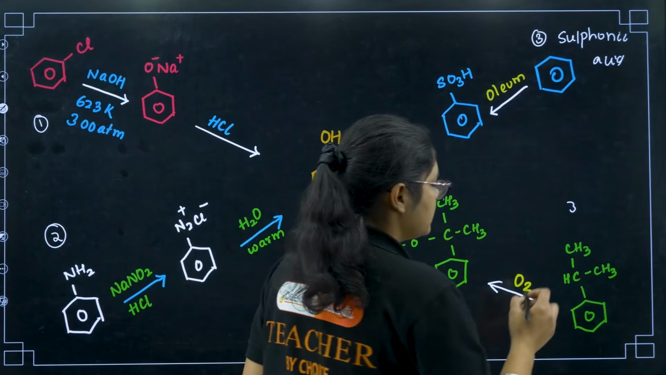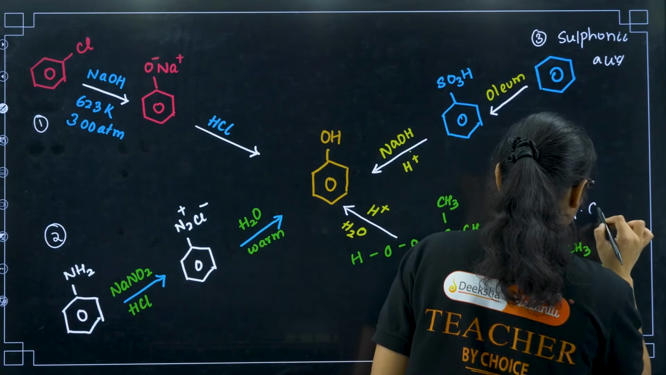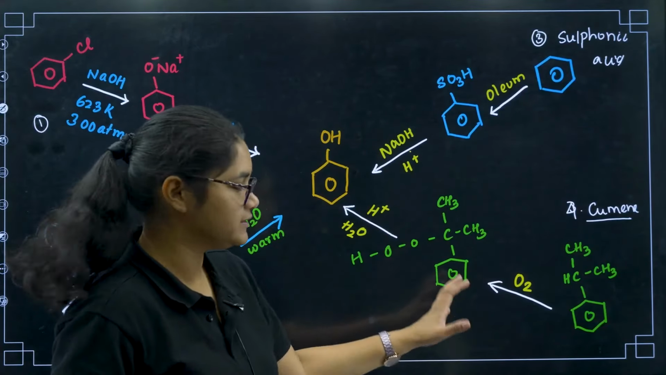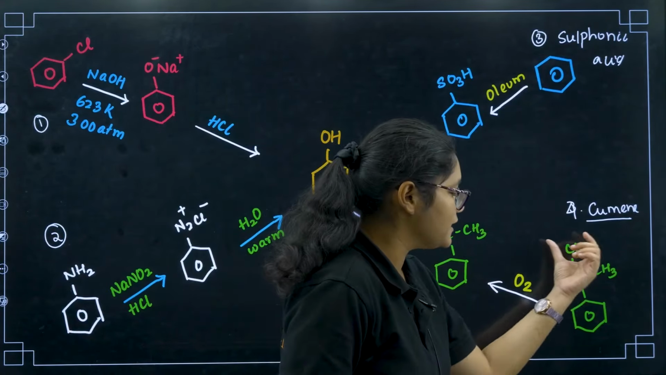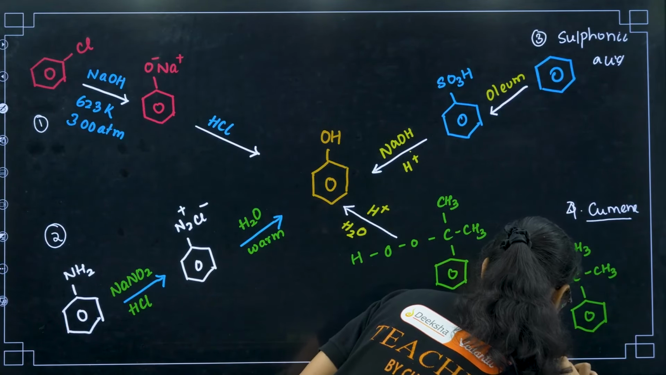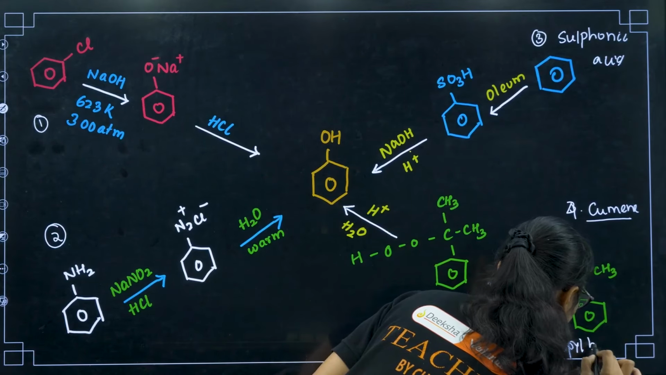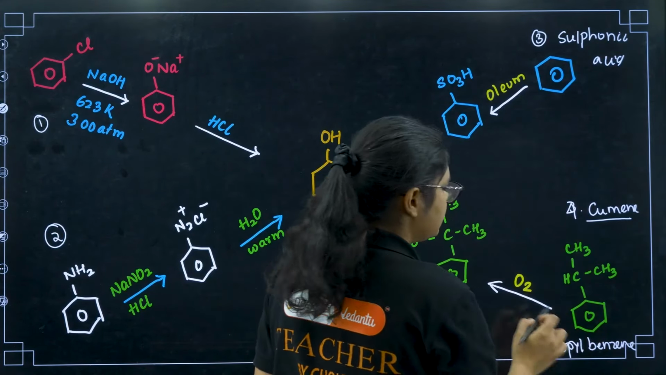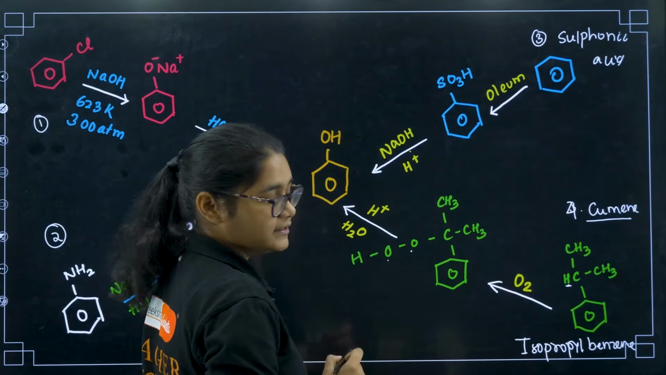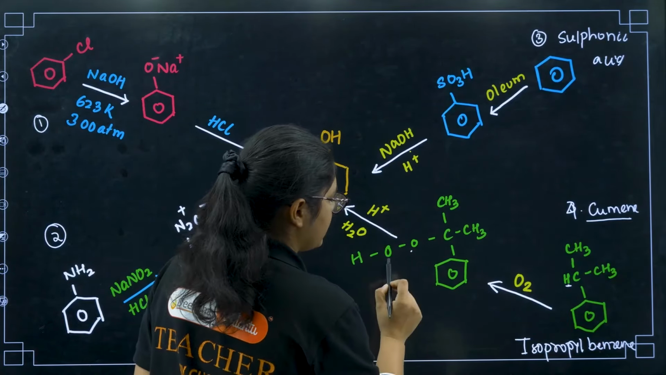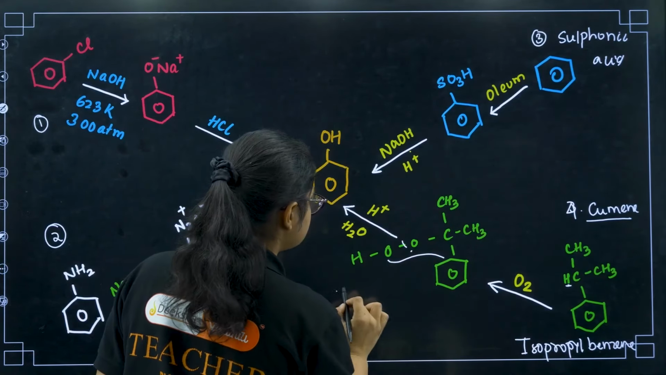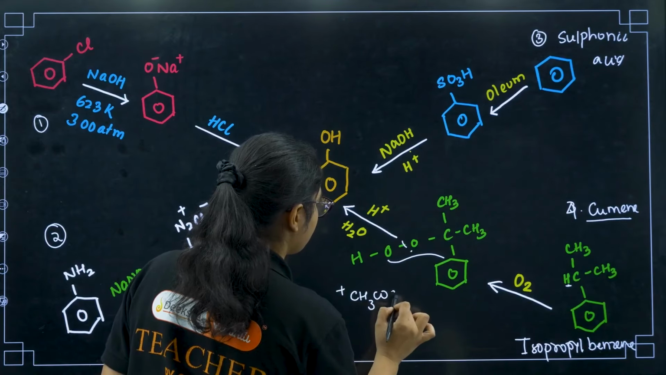Next is your cumene one. This is a very important process, so please practice it properly. Just read the NCERT book's statement properly. When you take isopropyl benzene, this is called cumene or isopropyl benzene. You should know the name as well. Cumene, treated with O2: this H is there, and O2 is inserted. Then with H plus and H2O, this OH will attach here and this part will form acetone. So you will get phenol, and the byproduct is acetone.